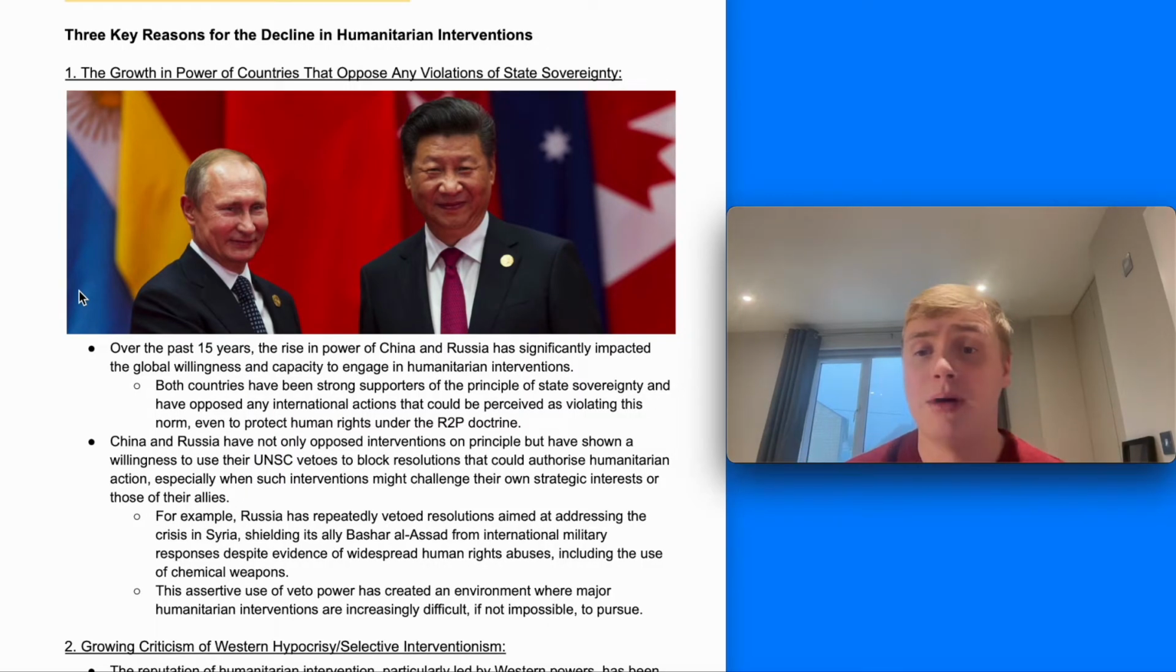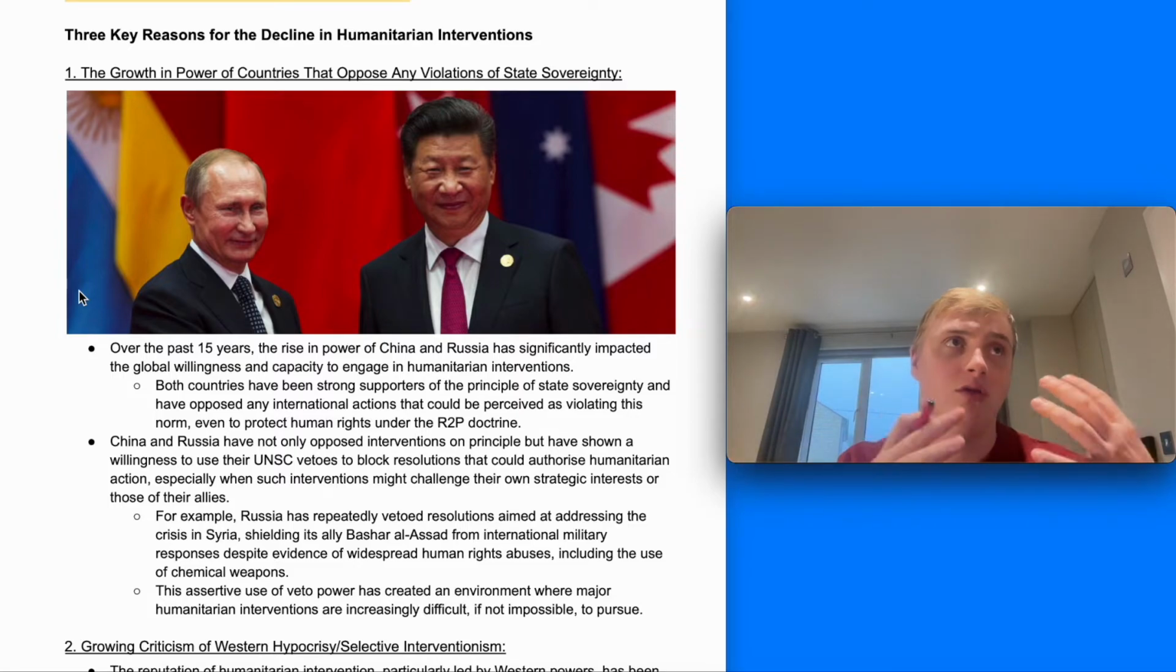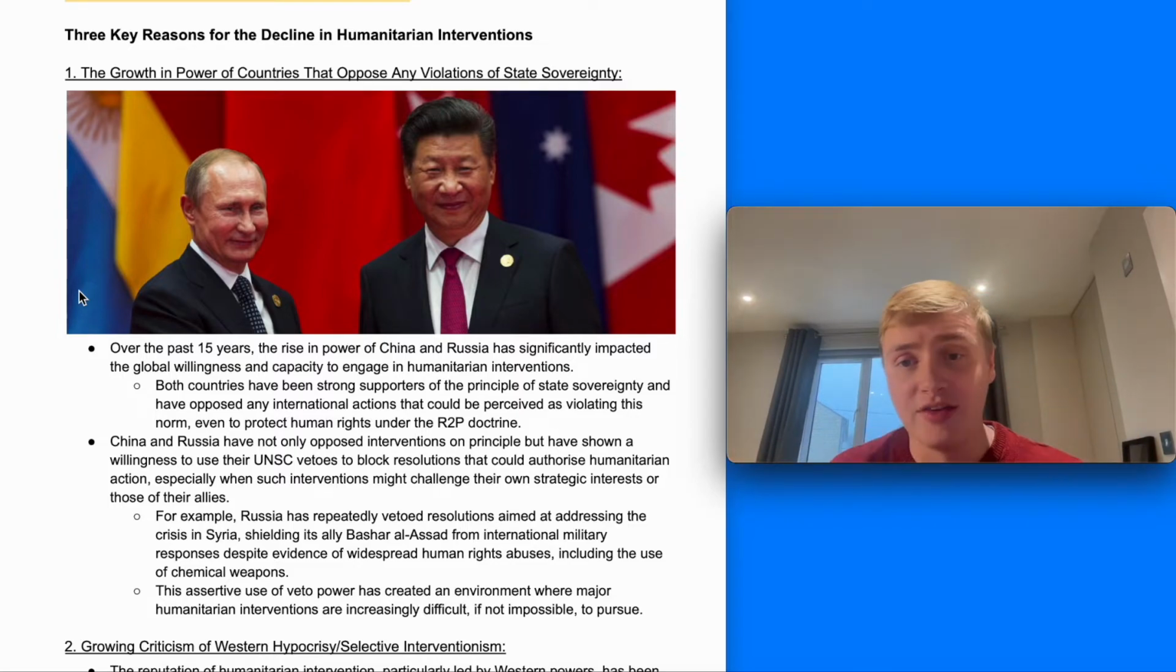Crucially, it has an impact on the global community and the views of other states, and they both also have a lot of hard power to prevent interventions, which they've done due to their willingness to use UN Security Council vetoes to block resolutions that could authorize humanitarian action, especially when such interventions might challenge their own strategic interests or those of their allies.